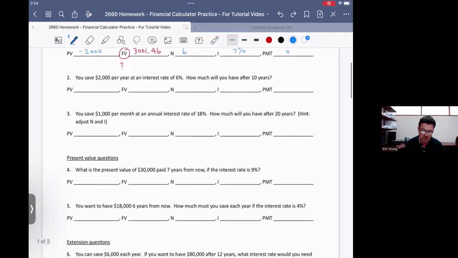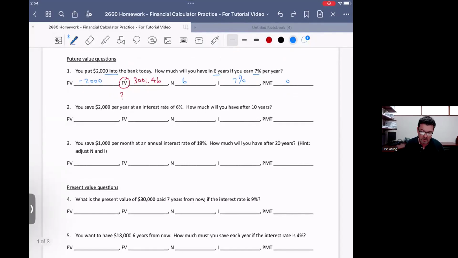Okay? So look at number 2. Now we're saving $2,000, but it's per year. So now if it's every year, we're out of lump sum and we're into an annuity. We're into an annuity because we're making an equal series of payments over time. So in this case, present value, 0. We didn't put anything in as a lump. And it's still going to grow, this time for 10 years. It's going to grow at 6%. And critically, the payment is $2,000. That's going to be going out.